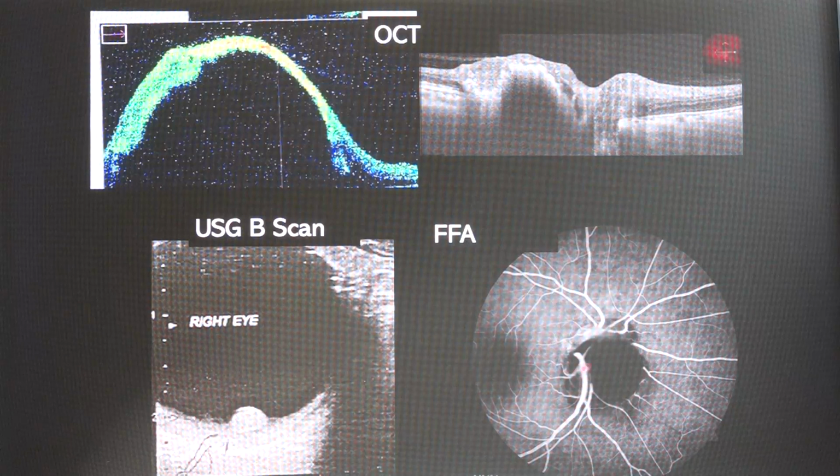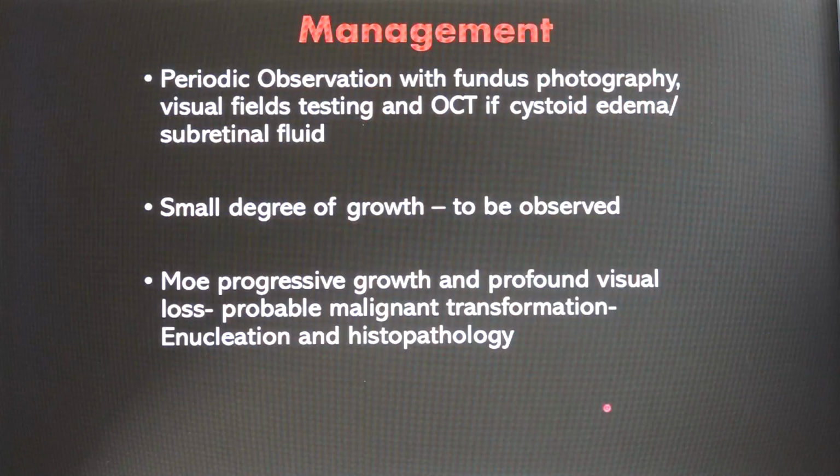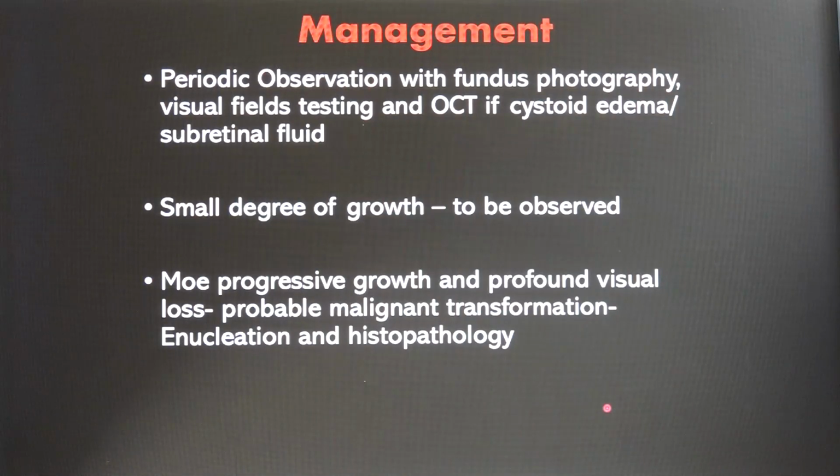They do block fluorescence on FFA. So FFA, OCT, ultrasound B scan and periodic MRI can be the tools you use to periodically monitor these lesions. So again, periodic observation; a small degree of growth can be observed. For a more progressive growth, a profound visual loss or a probable malignant transformation, enucleation and histopathology is the way to go.